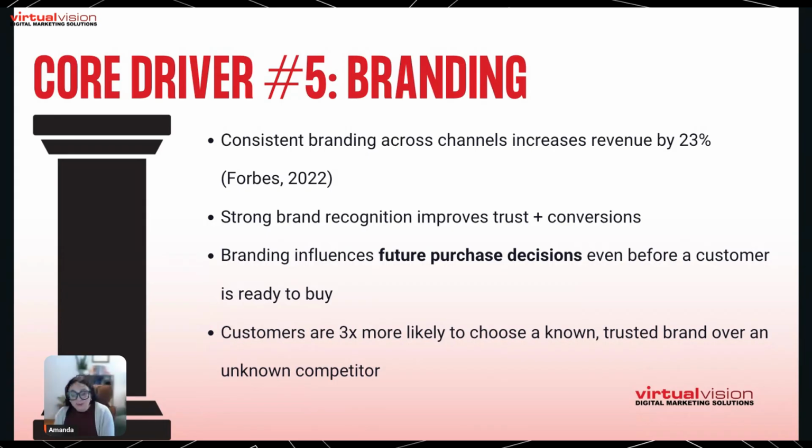Branding influences future purchasing decisions even before a customer is ready to buy. This is why it's so important to always make sure that you are showing up. People are 3 times more likely to choose a known, trusted brand, one that they have consistently heard from, over an unknown competitor every day. And this is, I practice this in my own life. And so I think it's really important to note these things.